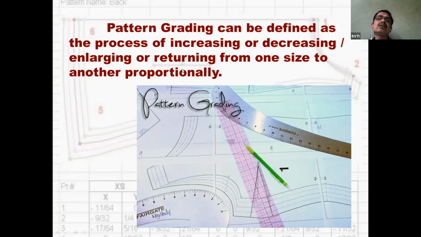Because if you're preparing patterns in a proportionate method only, I am preparing S size. After grading, I am preparing L size pattern, and the L size pattern should be proportionate with the S pattern. Then only will pattern grading be achieved. Otherwise, it may be difficult. So proportionately is very, very important. In the definition: pattern grading can be defined as a process of increasing or decreasing, enlarging or reducing from one size to another size proportionately. Okay, this is the definition.